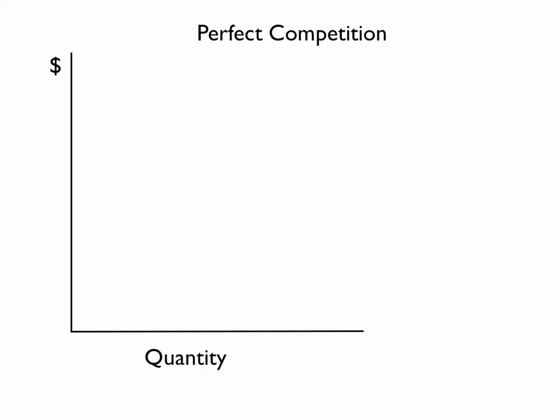In this video, we're going to talk about perfect competition. First, we'll draw and label our price quantity graph. Then we'll draw a demand curve. Remember that under perfect competition, there is one price level for all individual sellers. This means the demand curve is flat.